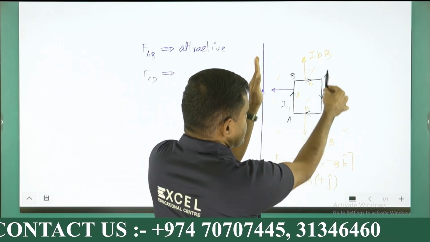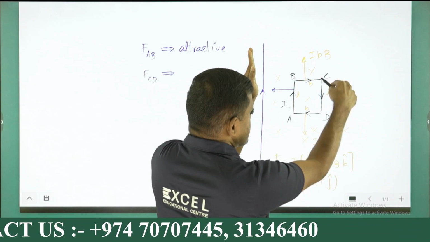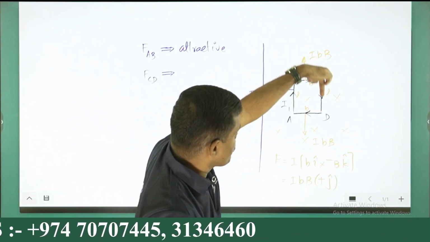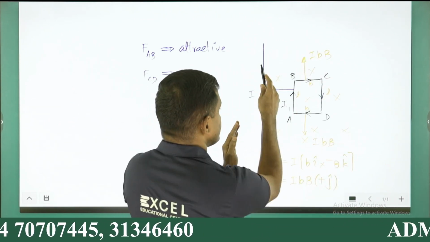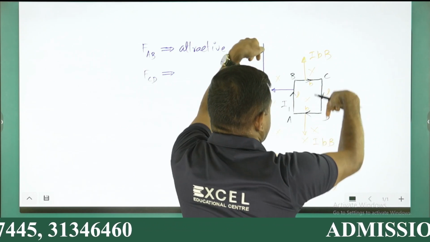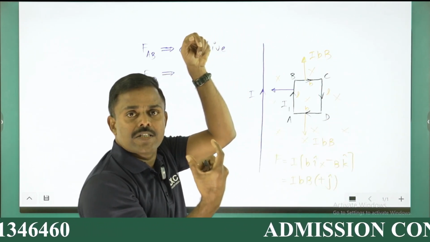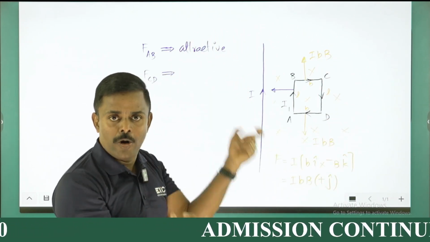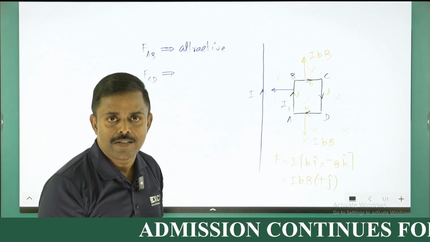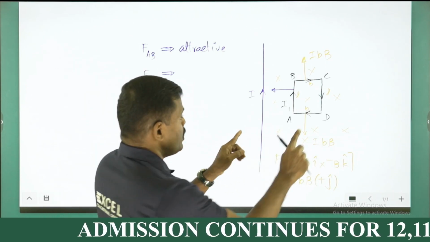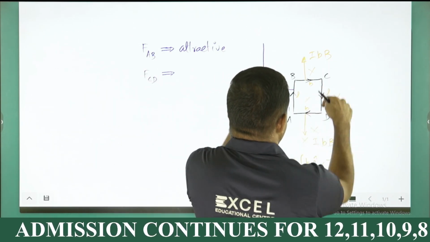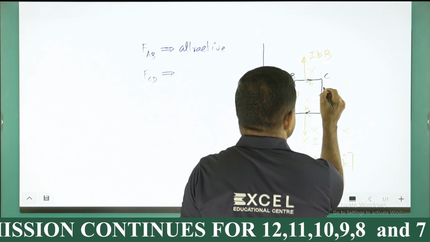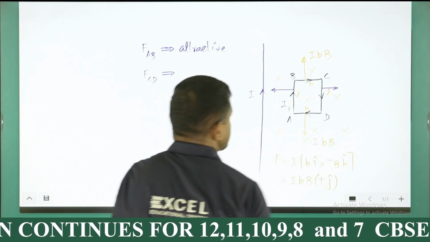Current on this conductor is coming down. Look at that, CD, it's coming down. That arrow is down, down, down. This is going up, so they are unlike currents. Unlike charges attract, unlike poles attract, but unlike currents repel each other. So this conductor and this conductor will repel each other. Look at that, that force is repulsive.